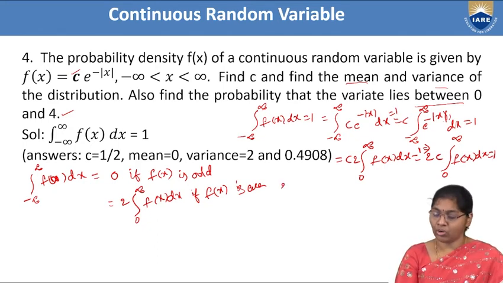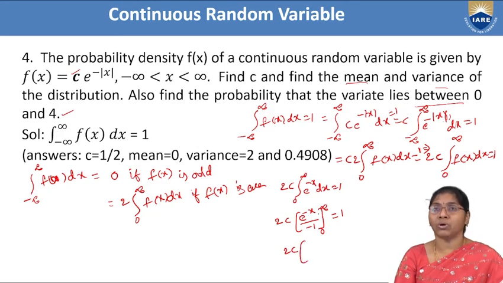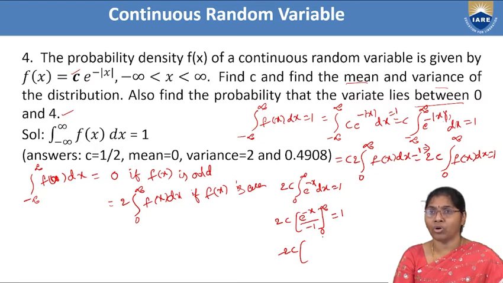Simply, I am considering 2 into c into the integral from 0 to infinity of e power minus x dx equal to 1. Then 2c into upper limit minus lower limit: the antiderivative is minus e power minus x. For the upper limit, e power minus infinity value is 0. Upper limit completed.